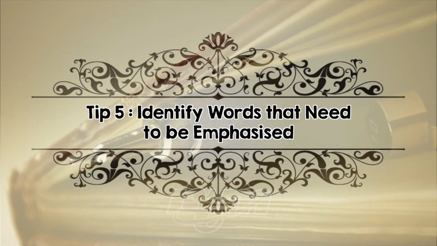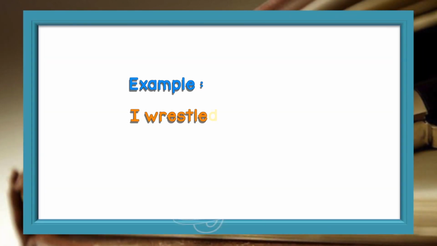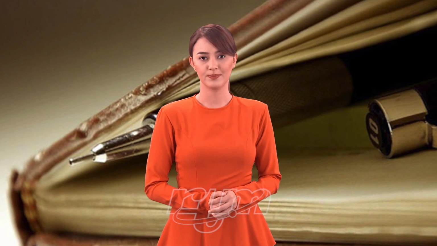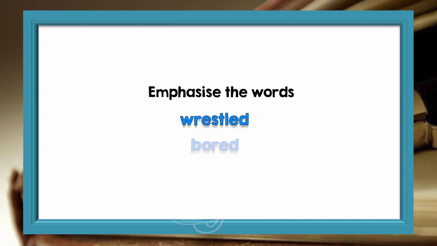Identify words that need to be emphasized. Some words need to be emphasized because they give the poem an extra punch. Try to identify the words you want to emphasize. For example, "I wrestled with a jaguar and bored a kangaroo." The poet did two very different things in those two lines. Wrestling with a jaguar is a very rough physical activity. Meanwhile, he or she also bored a kangaroo. So maybe we should emphasize the words "wrestled" and "bored."